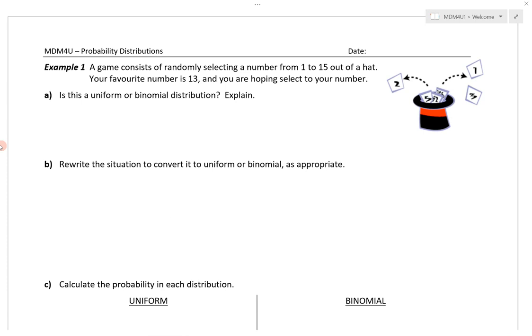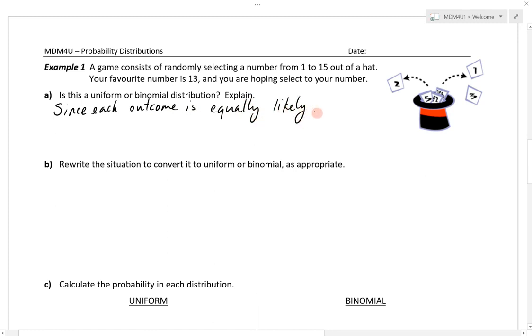The reason why is because you're drawing a number from 1 to 15 out of a hat, and when you're drawing a number out of a hat, all of them have an equal chance of being drawn. So since each outcome is equally likely, with probability P of x equals 1 over n, which is equal to 1 over 15, this is a uniform distribution.